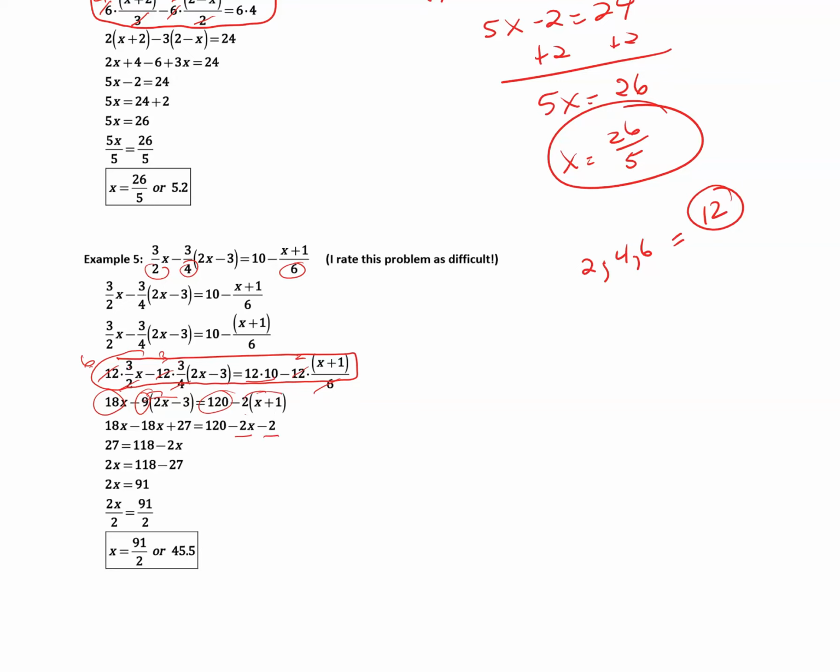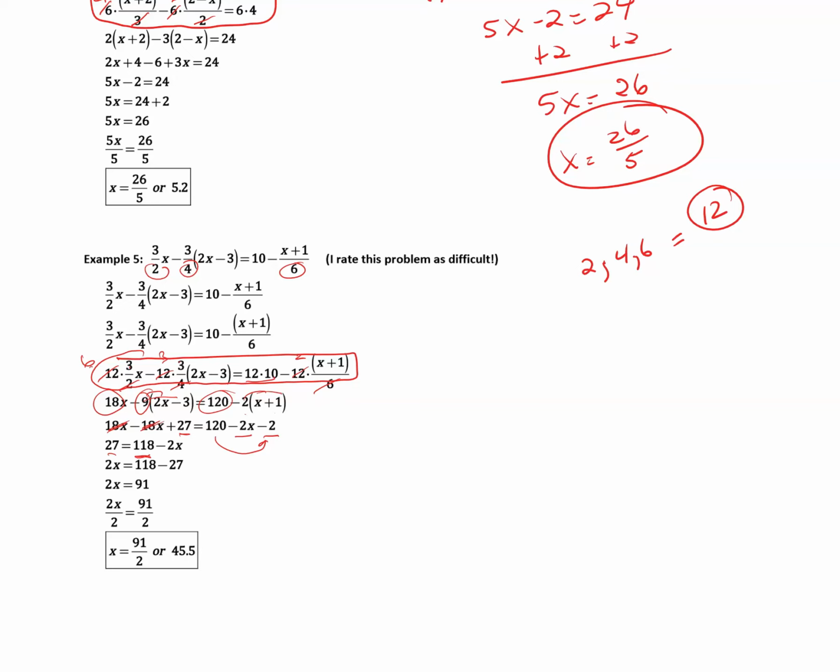Combine your like terms. So these cancel out. You get 27 on the left. 120 take away 2 is 118. Notice I'm not switching signs. This is on the same side, so you just combine them the way they are.